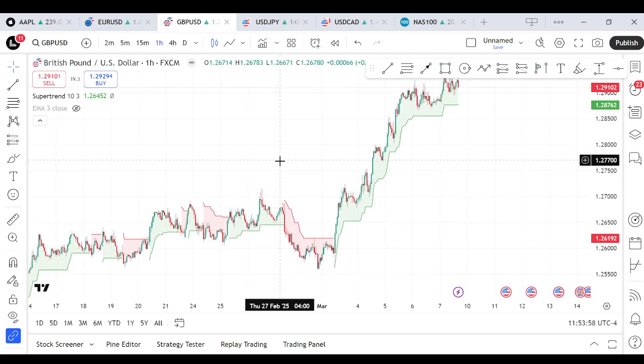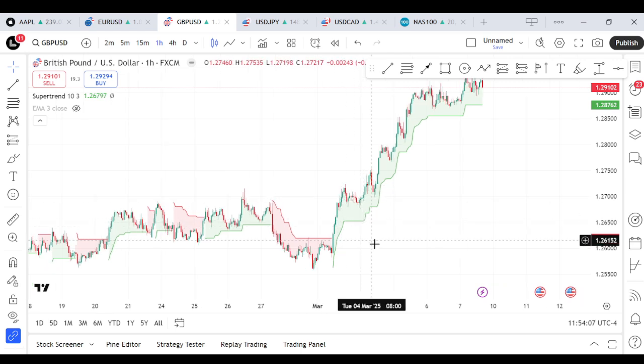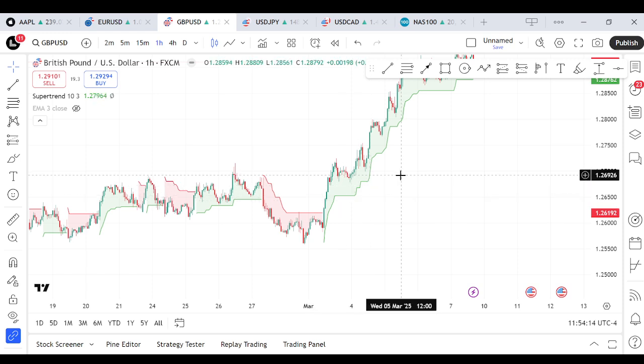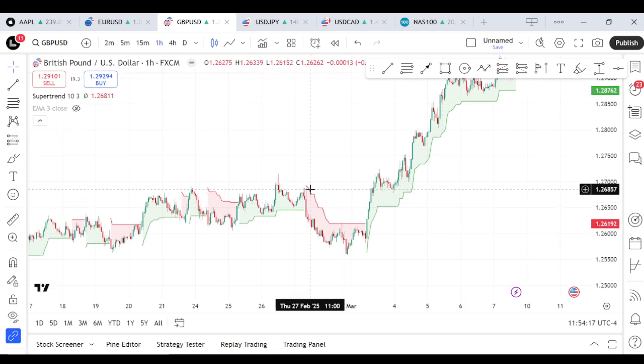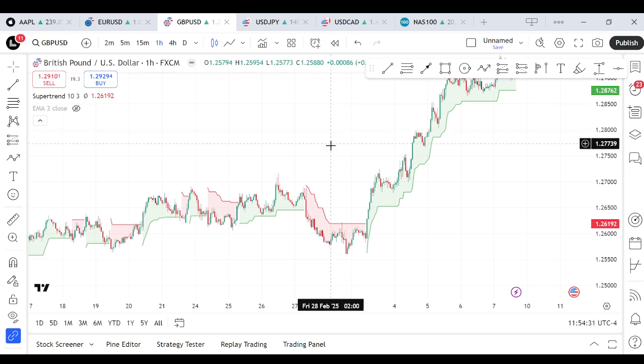It appears as a line above or below price on your chart, and this indicator changes color to indicate the current trend direction. When the line is green and below the price, it signals an uptrend. Conversely, when the line is red and above price, it signals a downtrend. This is the red line signaling a downtrend. This is the green line signaling an uptrend. Very simple.